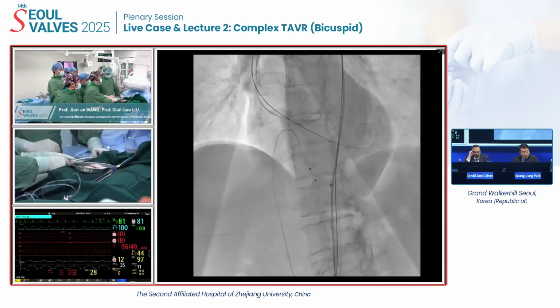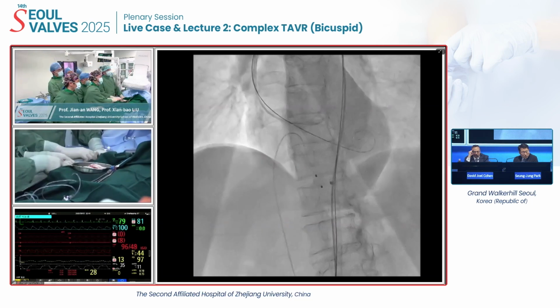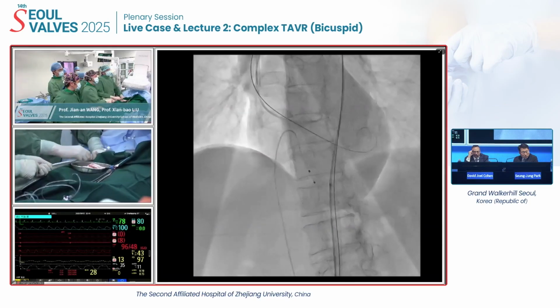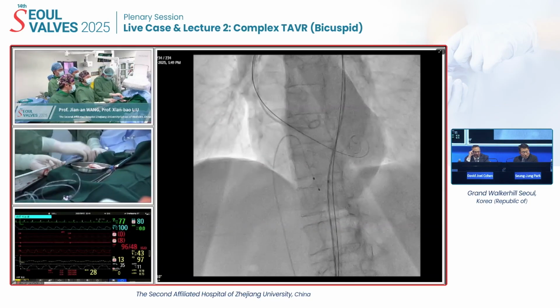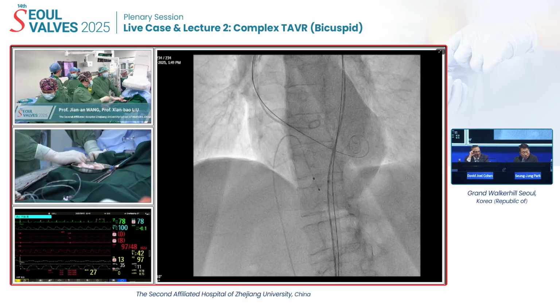Does this valve come with an expandable sheath? It's a domestic made, homemade production device. There's some difference from the Sapien, including the sheath and also the valve itself.